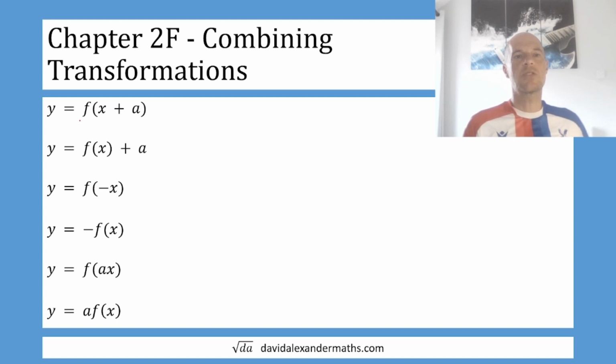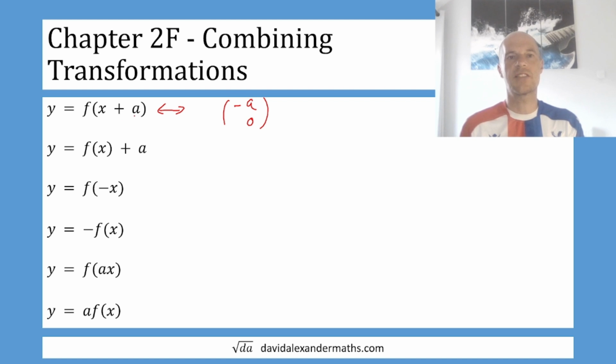So first of all, y equals f of x plus a. This is just going to be moving the graph horizontally to the left or to the right. If it's plus a, that means we are going to move it to the left. So it's a bit counterintuitive. If it's negative a, we're going to be moving it to the right. Basically, we're going to be moving it with the vector negative a, 0.